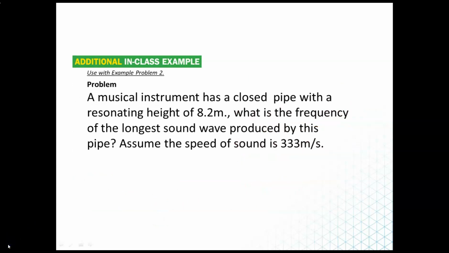Now this is a small practice for you. I want you to solve it and then try to post it to me. Now, let's read the problem. A musical instrument has a closed pipe with a resonating height of 8.2 meters. What is the frequency of the longest sound wave produced by this pipe? Assume that the speed of the sound is 333 meters per second.